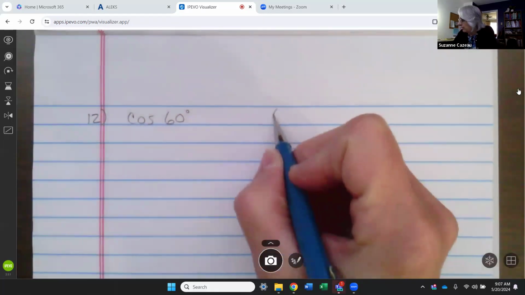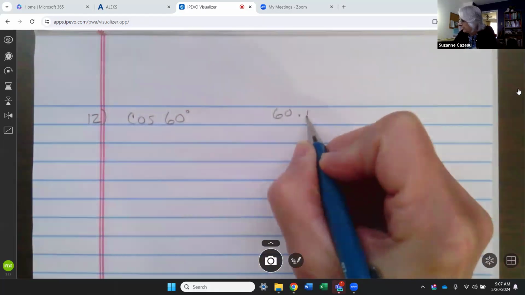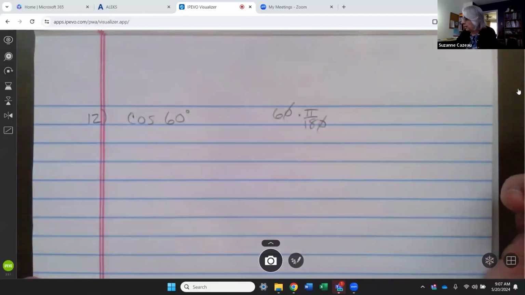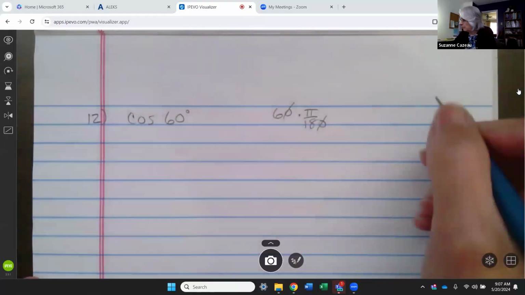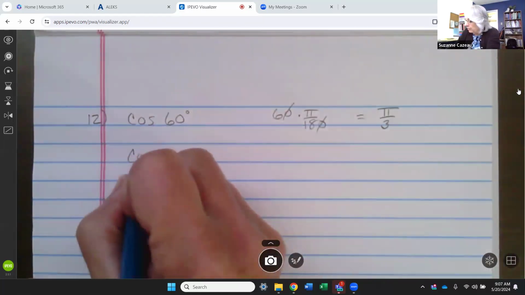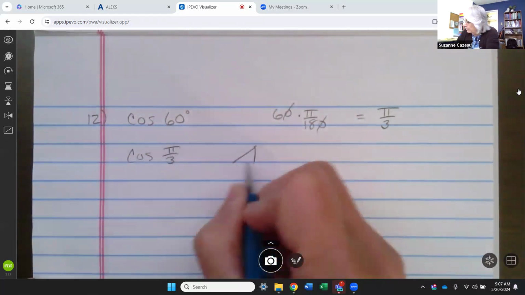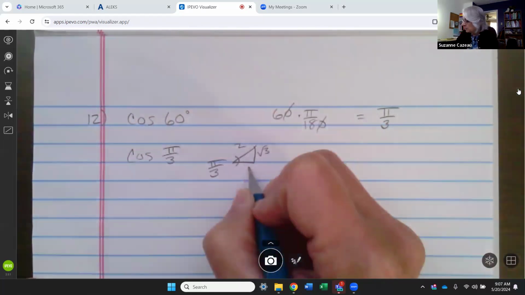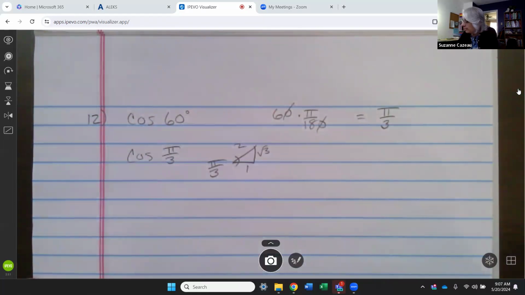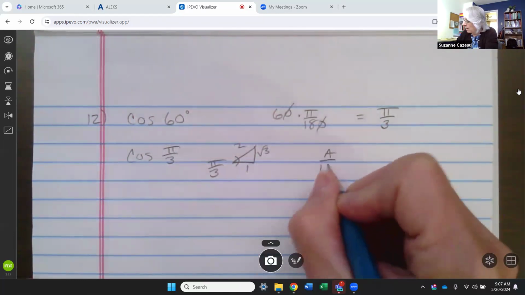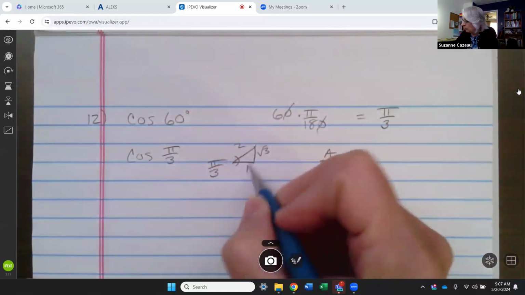Now if you don't like working with that, you can always convert it. You can go pi over 180, and then 6 over 18. 6 times 3 is 18. So this is equivalent to pi over 3. So if you prefer, you can do cosine of pi over 3. And guess what? I know that triangle. Pi over 3, this is √3, this is 2, this is 1. So the cosine is adjacent over hypotenuse, which is 1 over 2.